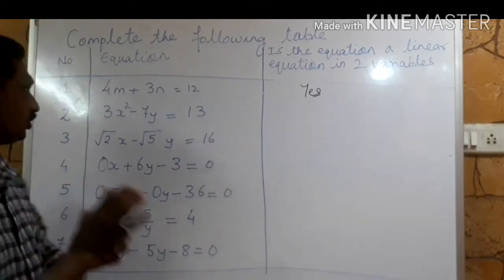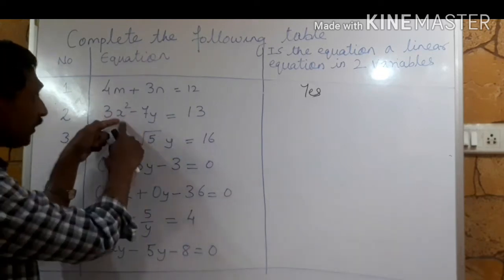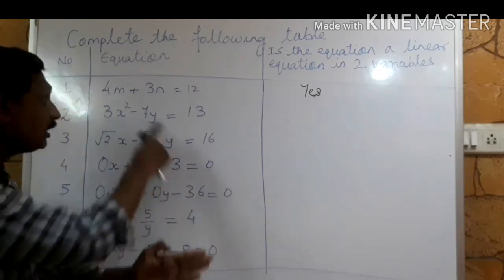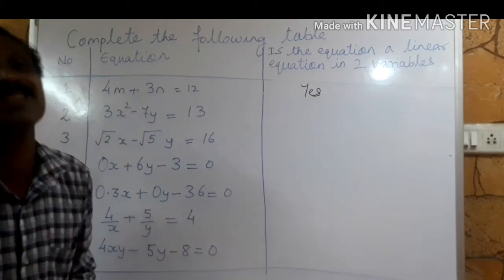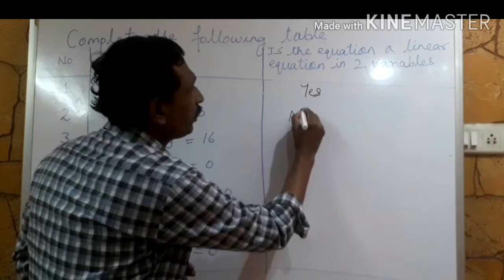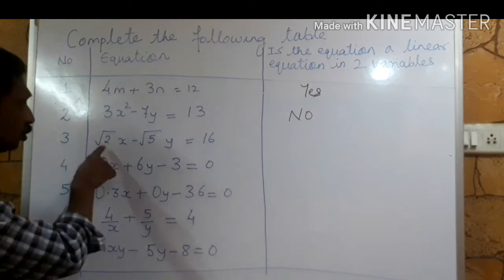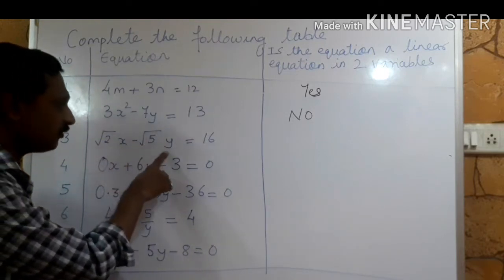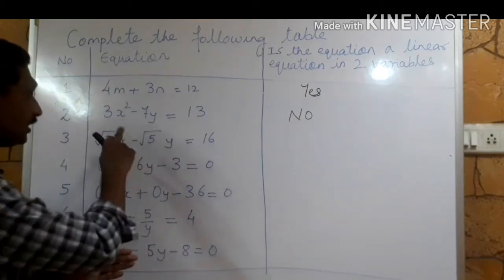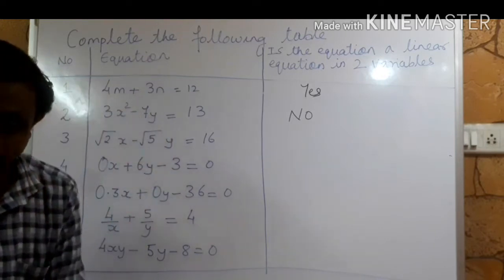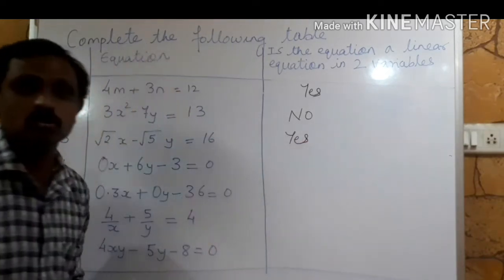Look at the second equation. 3x square minus 7y is equal to 13. You will find there are two variables here, but the degree over here is 2, which is not possible. So this equation is not a linear equation in two variables. Let's take the third one. Root 2x minus root 5y is equal to 16. Again here we have got two variables and the degree of both the variables is 1. So this equation is a linear equation in two variables.